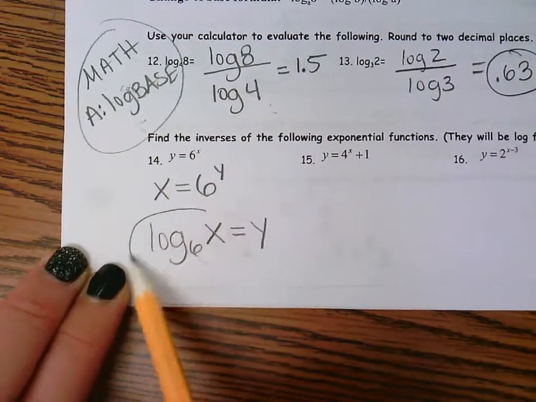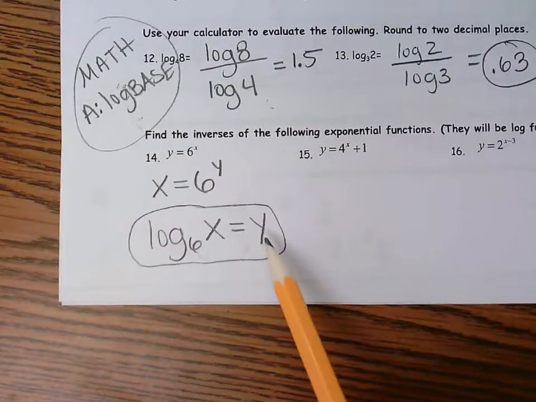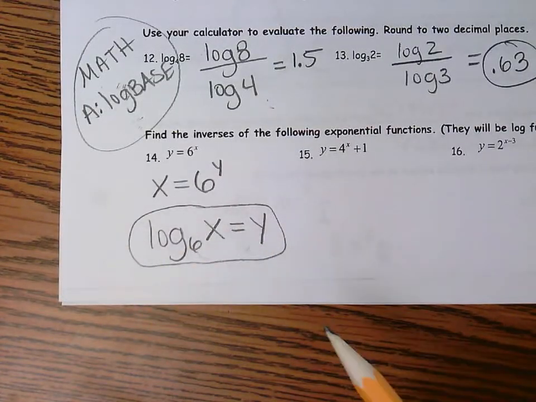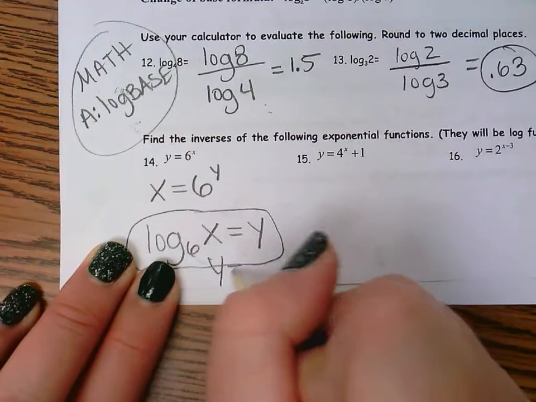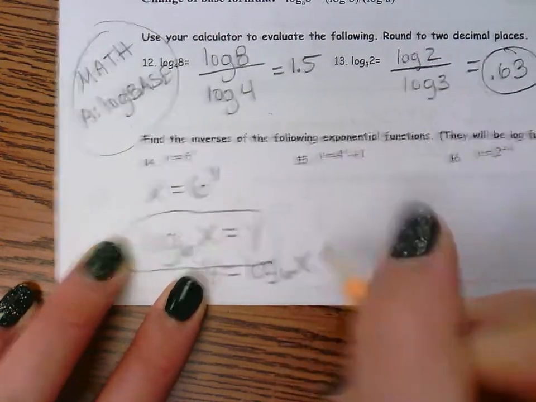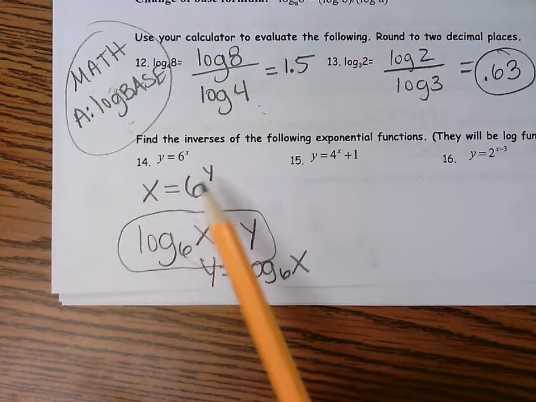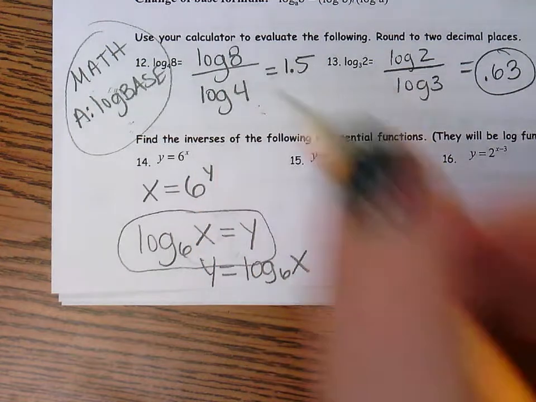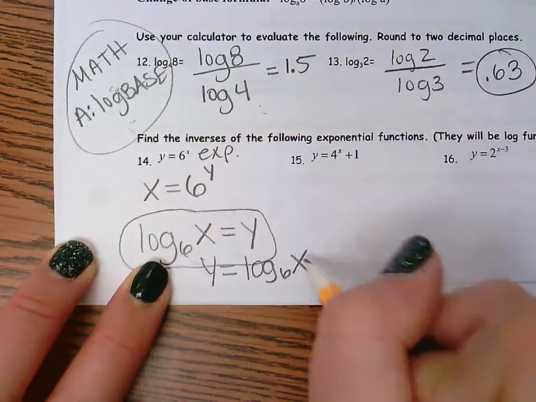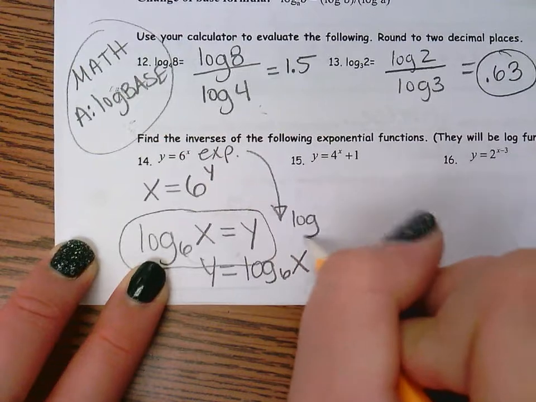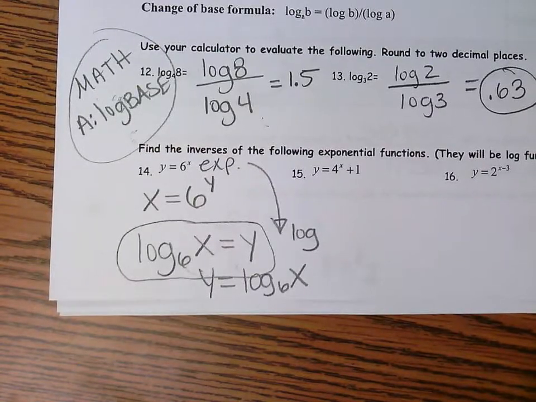Why is this one better? The only reason this one is better is because it's a y equals equation. So if I wanted to graph this, it would be y equals log base 6 of x, which is how I would type it into my calculator. This, x equals 6 to the y, is not a function. So if you start in exponential world, you're going to end in log world and vice versa. Just like you start with addition, you're going to end up with subtraction. Start with multiplication, you're going to end with division.